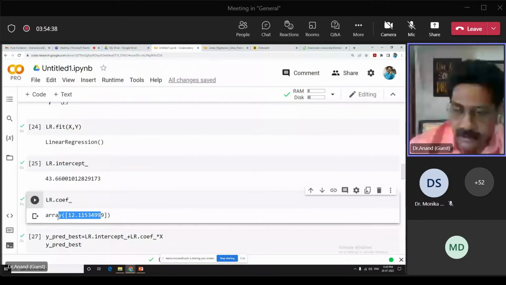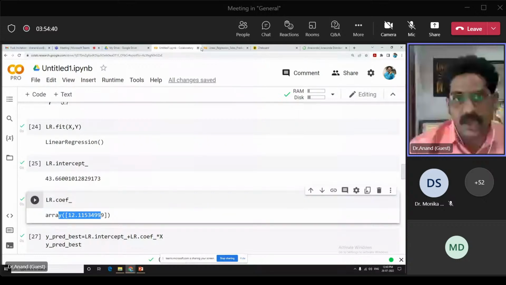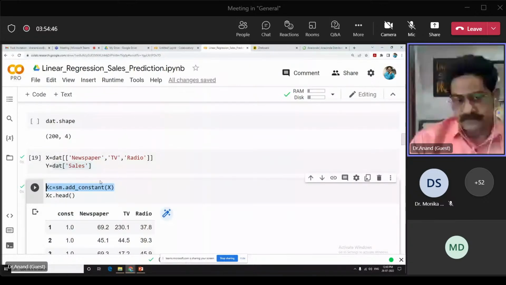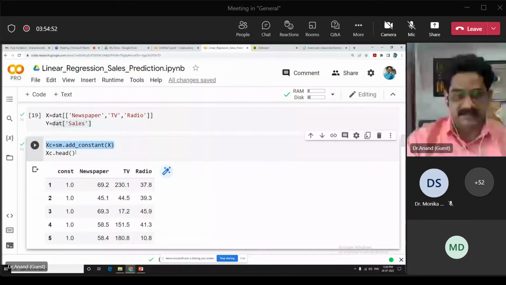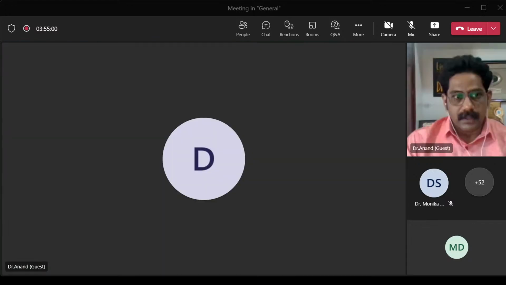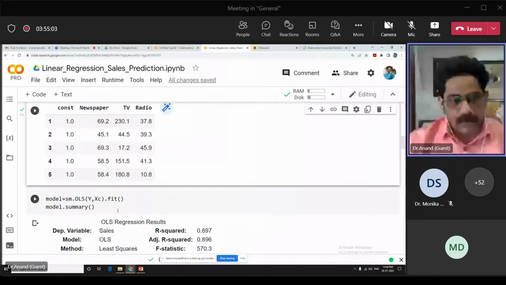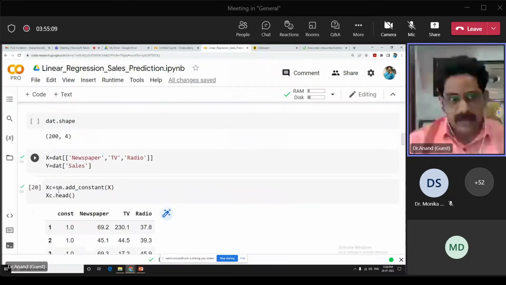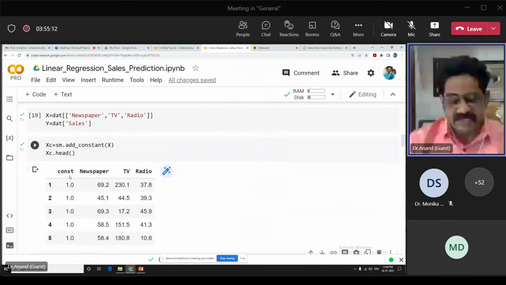Whereas for the OLS package, we have to explicitly tell it, please do a slope-intercept model. It is not a slope-only model. So for that purpose, I'm adding this line, sm.add_constant. So how to use that package: sm.OLS(y, X). I have updated my capital X with this constant term I have added here, which is the indication that the model has to create a slope-intercept model.